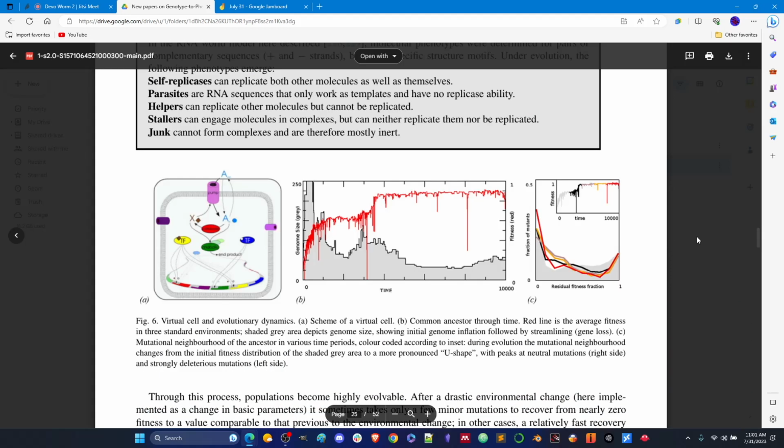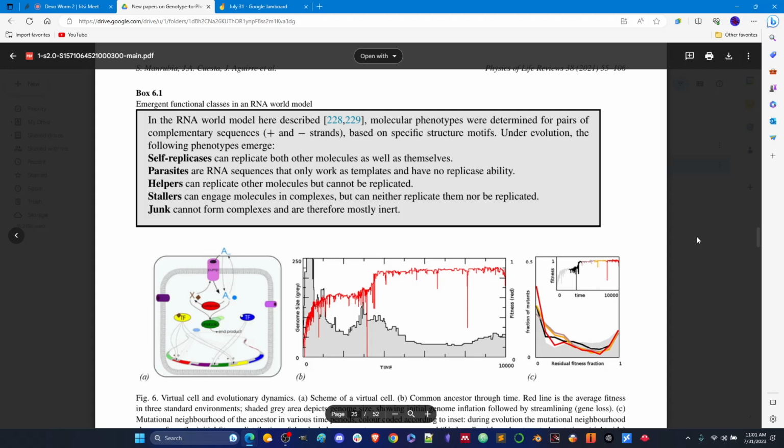So finally, I'd like to talk about virtual cells and evolutionary dynamics. In the RNA world model described herein, molecular phenotypes were determined for pairs of complementary sequences, positive and negative strands, based on specific structure motifs. Under evolution, the following phenotypes emerge: self-replicases, parasites, helpers, stallers, and junk. So these are different classes of phenotypes. This is something you find in cellular automata in the game of life, where you see gliders and other kinds of structures. So this is very compatible with that approach.